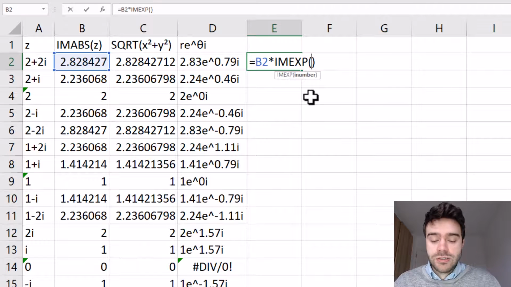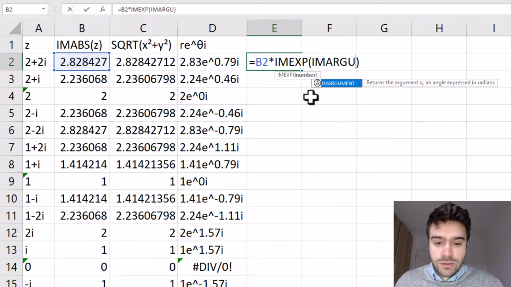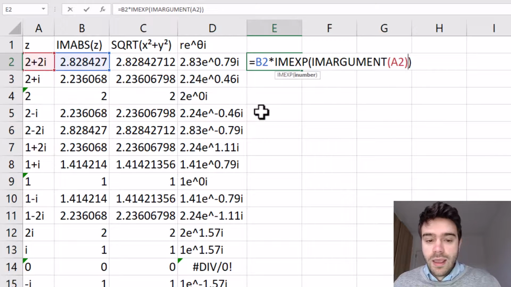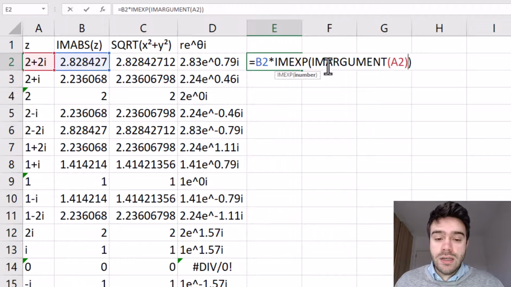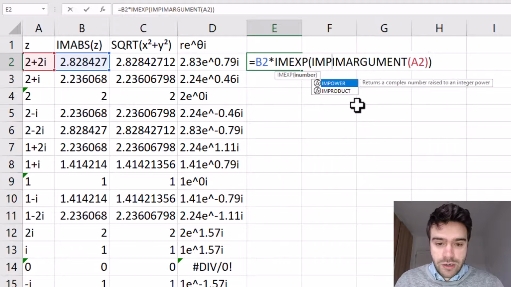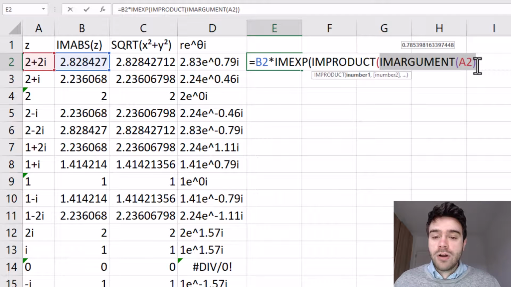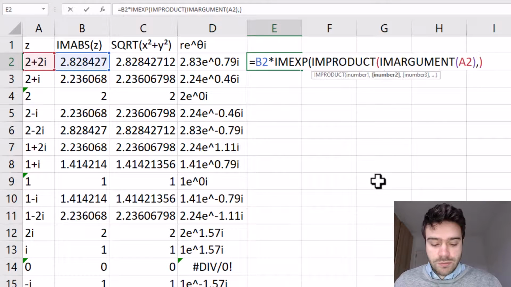Now, like I mentioned earlier, we can calculate theta using the IMARGUMENT function. So that's what I will be using. And I supply it with the complex number. Now I will need to multiply this with i. So for this, I will use the IMPRODUCT function, which allows us to multiply 2 complex numbers together. So the first number we will be multiplying is the argument of our complex number, and I multiply this with i, which I put in between double quotation marks.